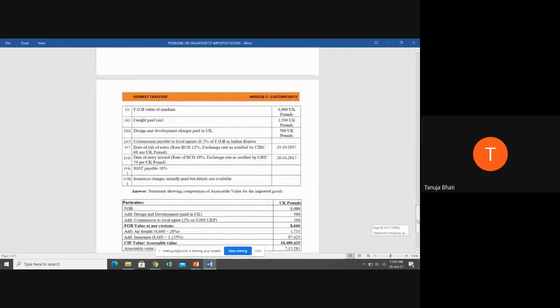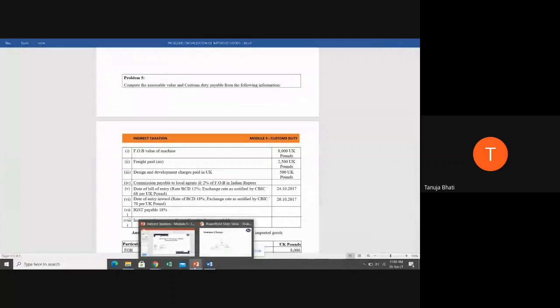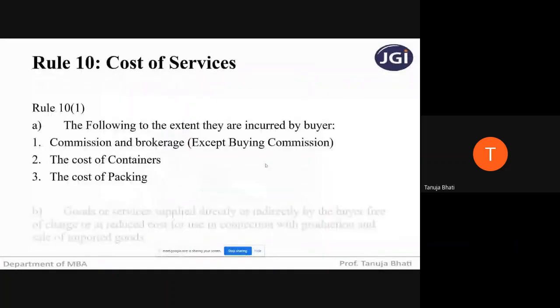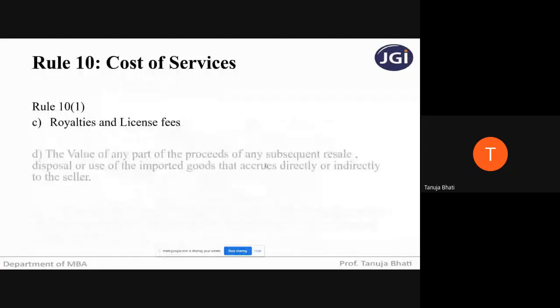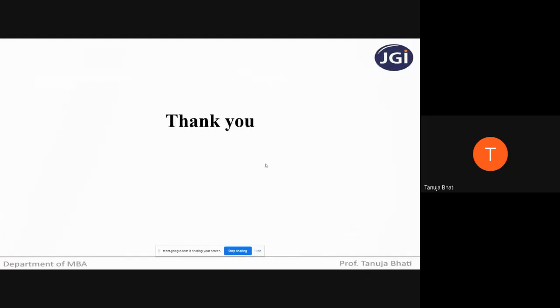Yes, students? Yes, ma'am. Okay. So we go back to the slide. Today we have seen certain problems on valuation of imported goods. Okay, so we are done with the session for today. Thank you so much, students.